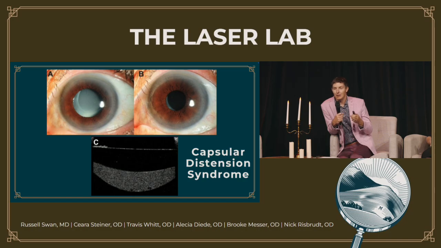And this is one where their vision might be blurred for a day or two as that gradually gets absorbed by the body. But again, A and B, pre-YAG, post-YAG of a patient that had capsular distension syndrome. So kind of a unicorn, but I've seen 2 cases while I've been here in Montana, and it is quite alarming the first time you see it. But again, the big thing I think just looking at is making sure, hey, is their AC quiet?